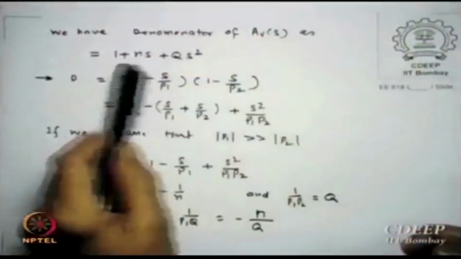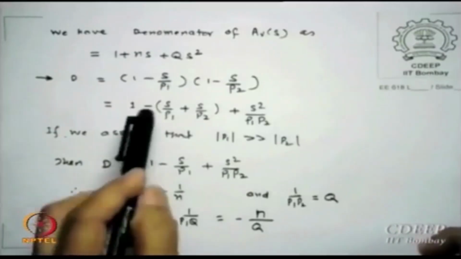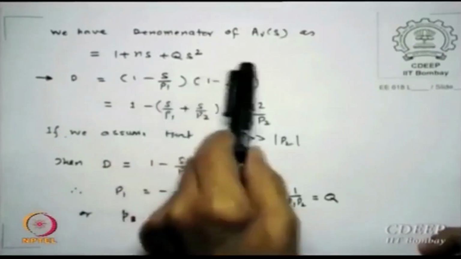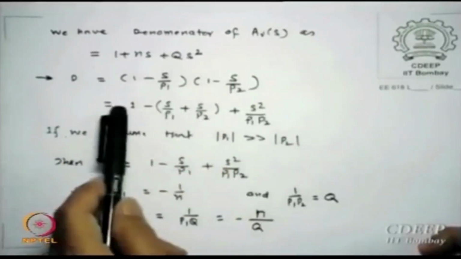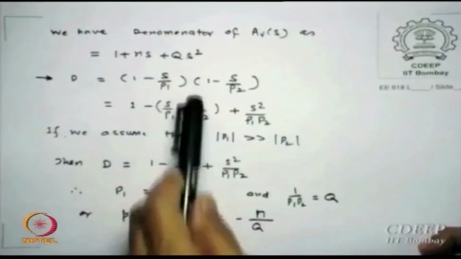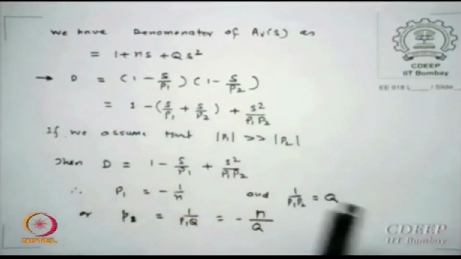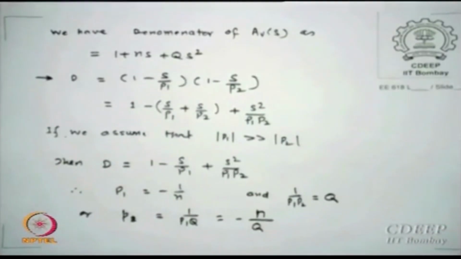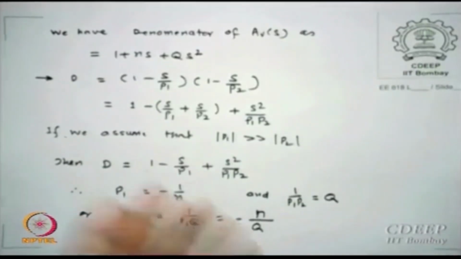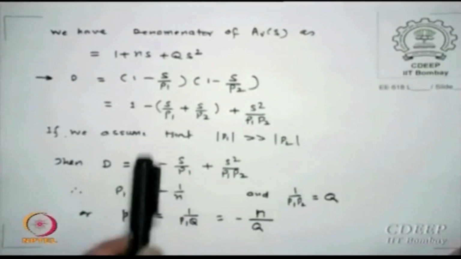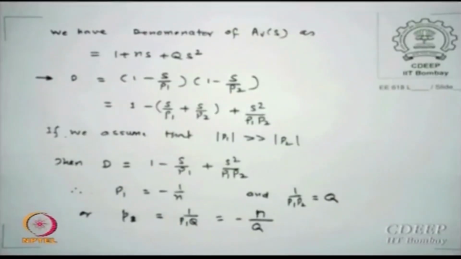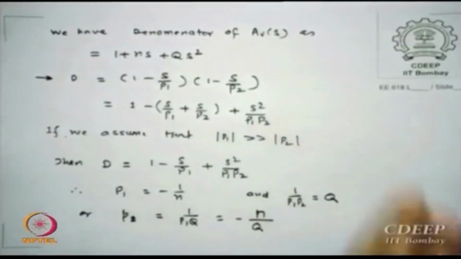So if you see the denominator A(s), it is 1 plus N s plus Q s square, which can be written as (1 minus s by P1) into (1 minus s by P2), using partial fractions. I expand it: 1 minus s by P1 minus s by P2 plus s square. This technique is given in all books, every controls book, but I just thought I will do it for my own sake. I forgot some things. So if I expand this, of course analog people know this.